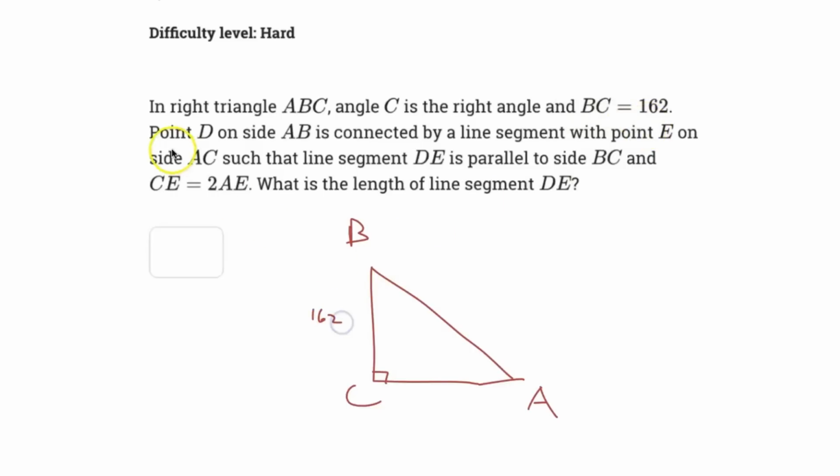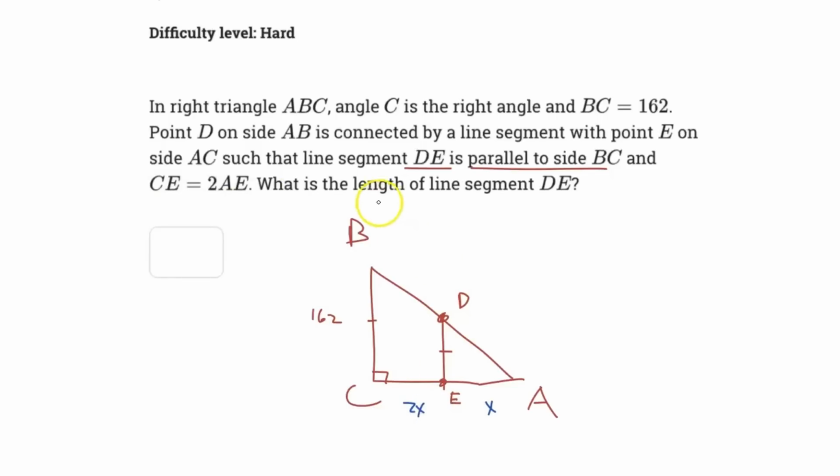Let's label that. Point D on side AB is connected by a line segment with point E on side AC. So on AC there's a point E, and they are connected by a line segment. It says that this line segment DE is parallel to side BC. And the value of CE is twice that of AE. So let me switch colors. AE here, let's just call that value x. We know CE is twice that value, so we call this 2x.